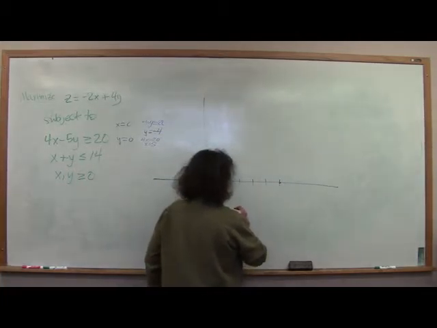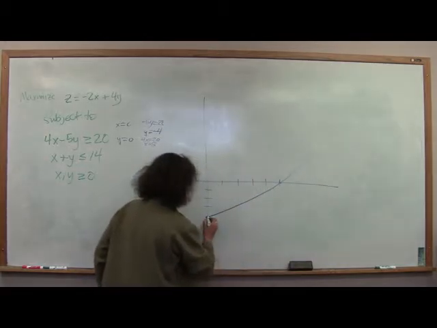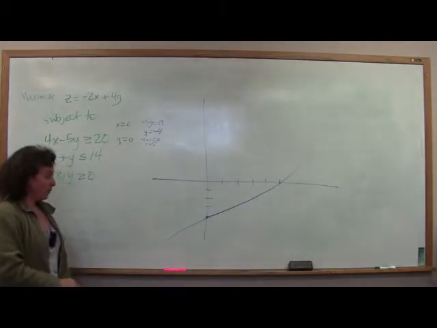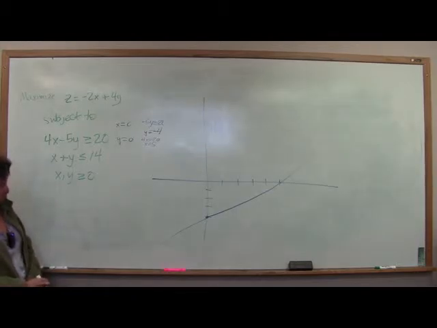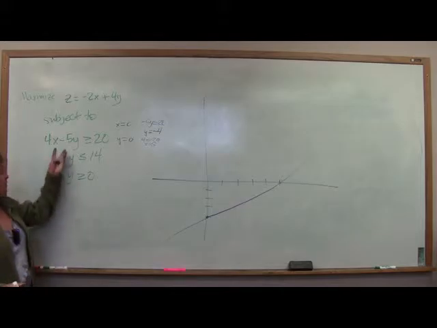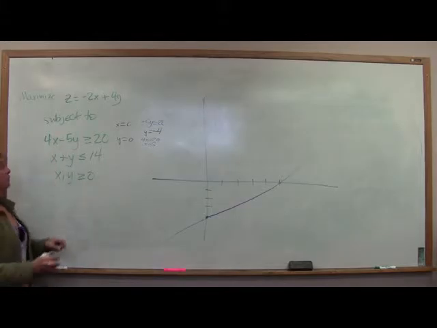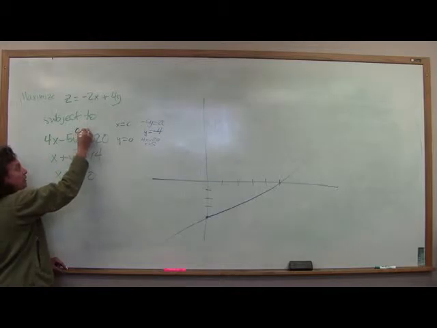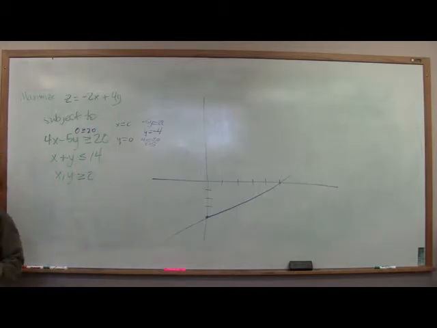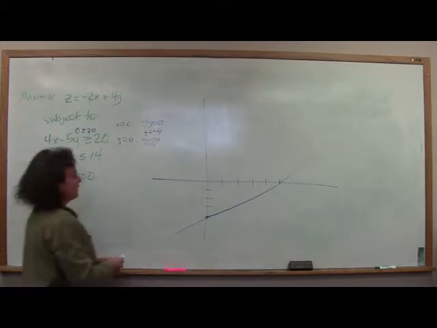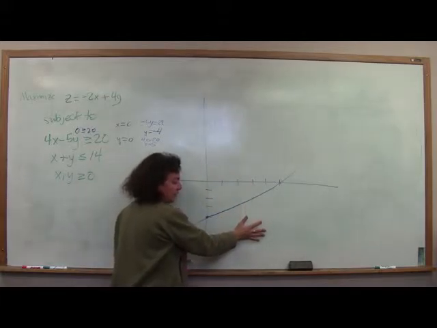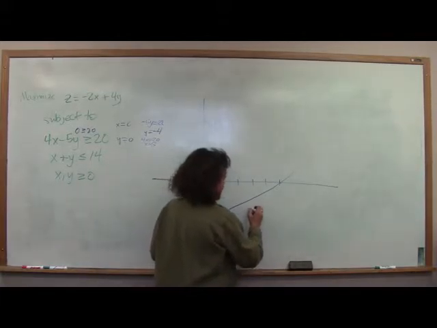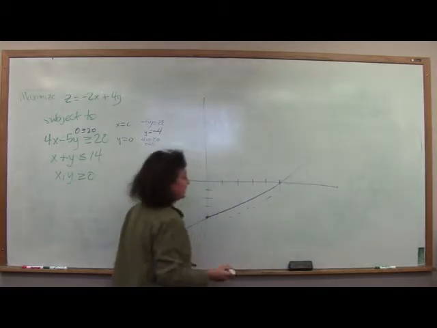All right, play connect the dots. And there we go. We can test a point now. Again, I'll test 0, 0. If I plug in x equals 0 and y equals 0, I get a 0 here. And I get 0 is greater than or equal to 20. Is that a true statement? No. So, since 0, 0 lives on this side of the line, I'm wanting to shade on the other side. So I'm shading over here.